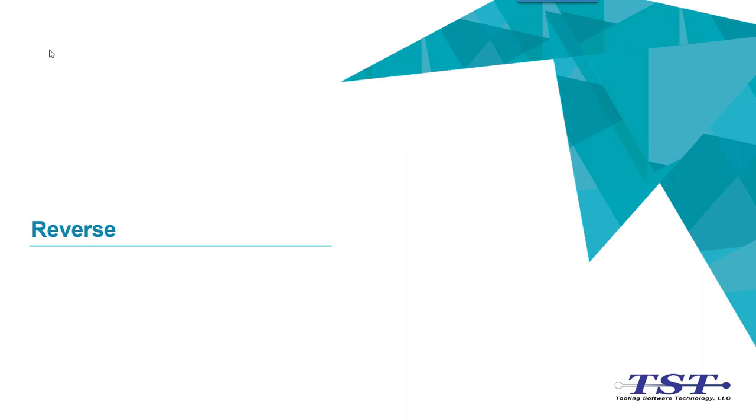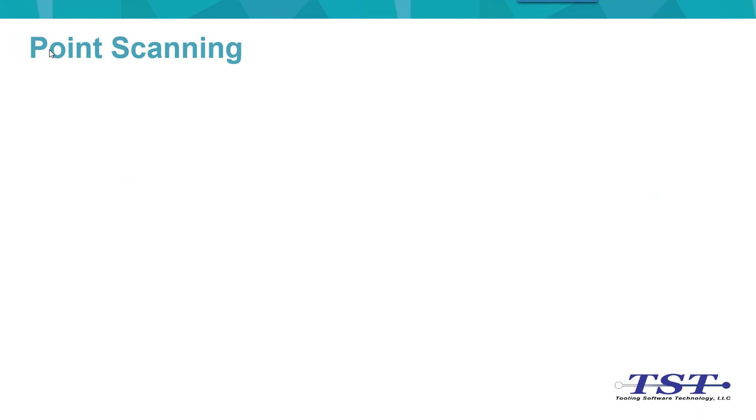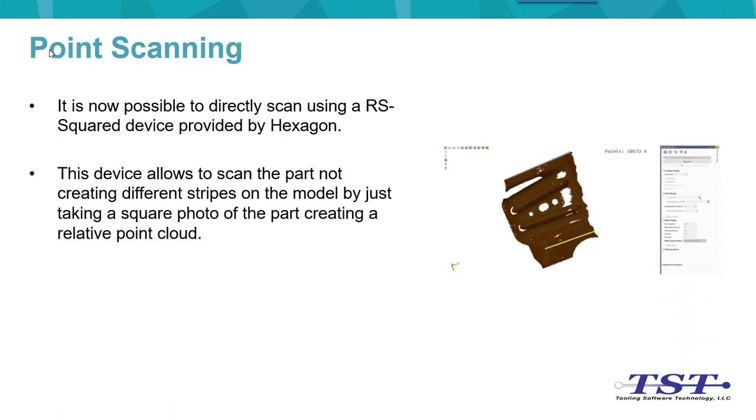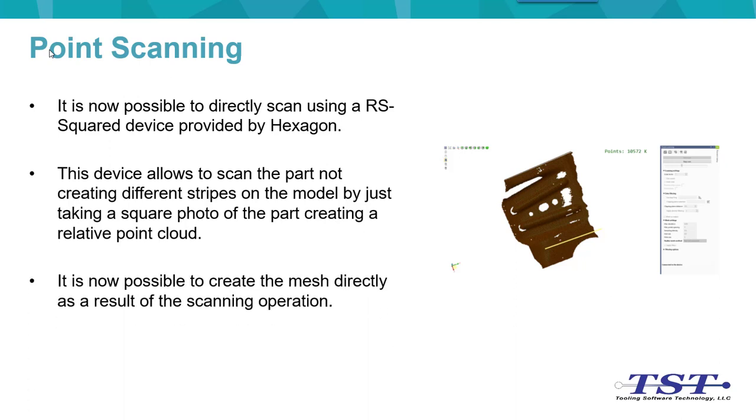Now we're going to see what is new in the reverse side of the VISI software. So we'll start with point scanning. It is now possible to directly scan using an RS² device provided by Hexagon into the CAD software. So this device allows you to scan the part, not creating different strips on the model by just taking square pictures of the part, creating a relative point cloud. It is now possible to create the mesh directly as a result of the scanned operation.